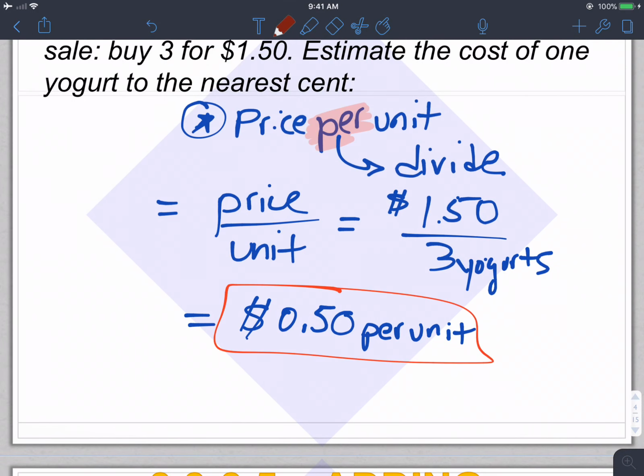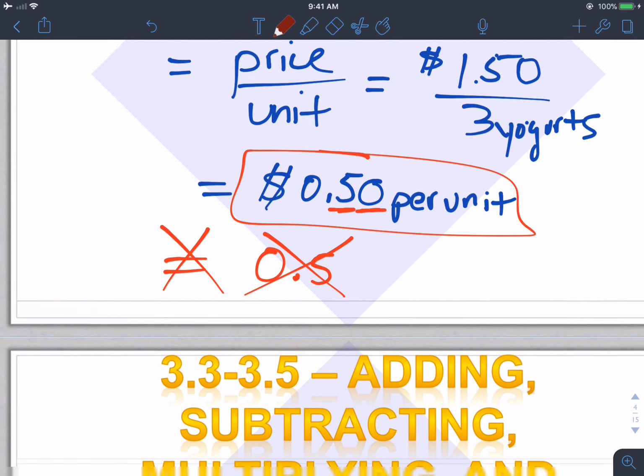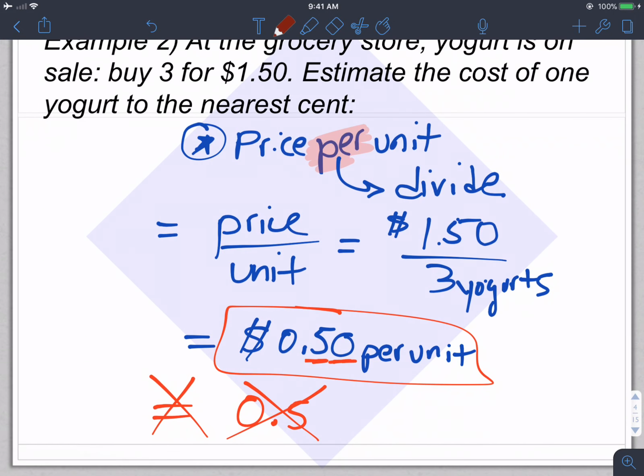Again, don't write 0.5. The computer will mark that wrong, believe it or not. Because what did they ask for? To the nearest cent. So you would have to put 0.50. They just want the 0. To me, it's 0.5, it's a half a dollar. But when they say to the nearest cent, that means you need that extra placeholder right here. Okay? It's happened in the past where people get the question right and then they look at it and it's like, why did they do that? Okay, so price per unit.